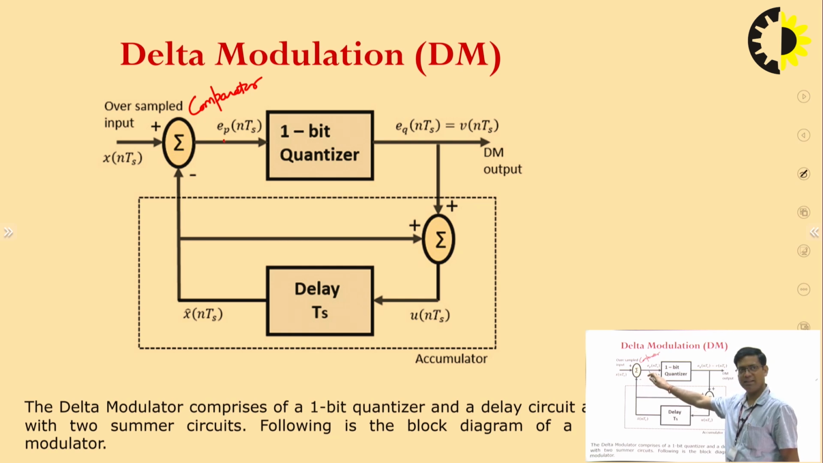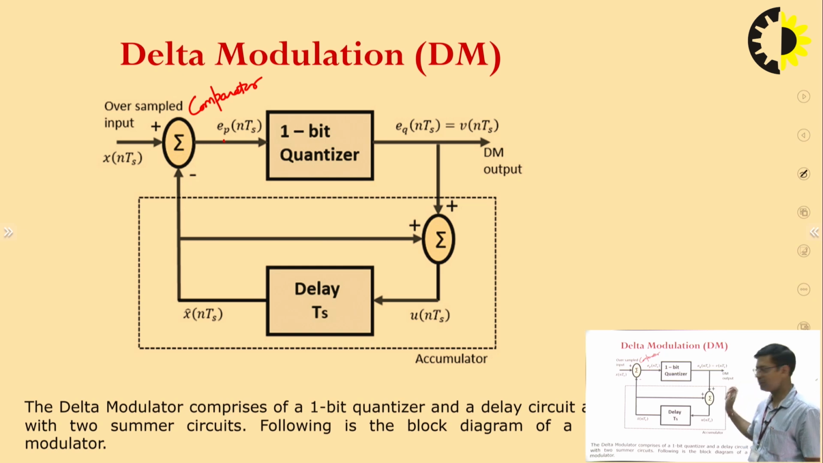The error is taken here, which is quantized, a 1-bit quantizer is used, and the output of the quantizer is denoted by EQ. Now, if this quantized value is positive, then 1-bit logic 1 is transmitted. If this quantized value is negative, then logic 0 is transmitted.